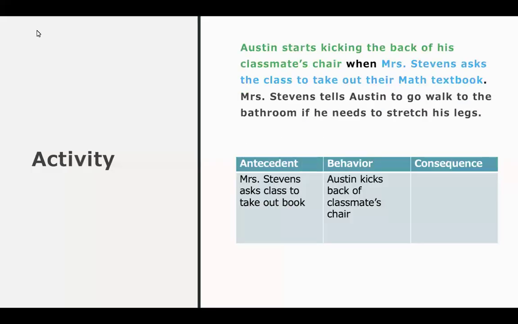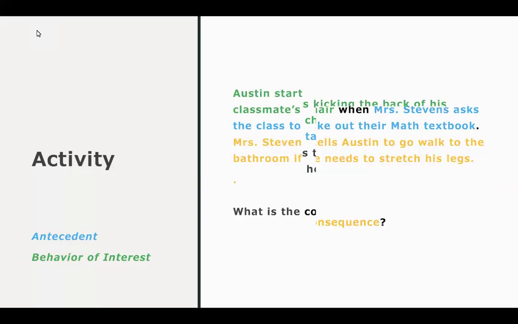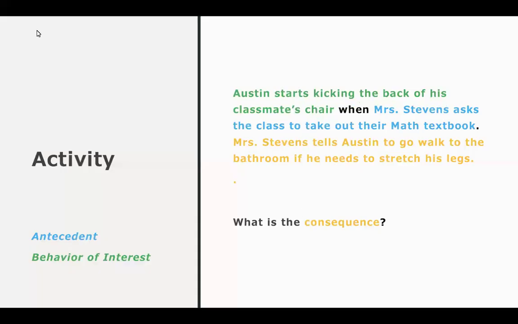So now we know our antecedent and we know our behavior. I have laid it out for you in our chart so you can visually see this A, B, and C. So what is considered the consequence here? Let's think. Remember, what happened before was she asked him to take out the book. He started kicking. And then what happened? Mrs. Stevens tells Austin to go walk to the bathroom if he needs to stretch his legs.